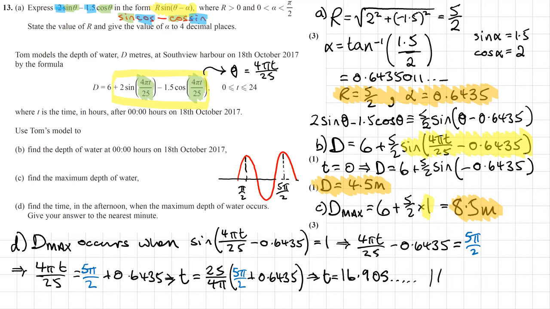So 1600. Now, if we take the decimal part of our answer, 0.905, if you times that by 60, it turns it into minutes because it's a fraction of an hour. And we basically get 54.3121. We need to give the answer to the nearest minute. So 1654 will be the time, or you can write it as 4:54 PM.